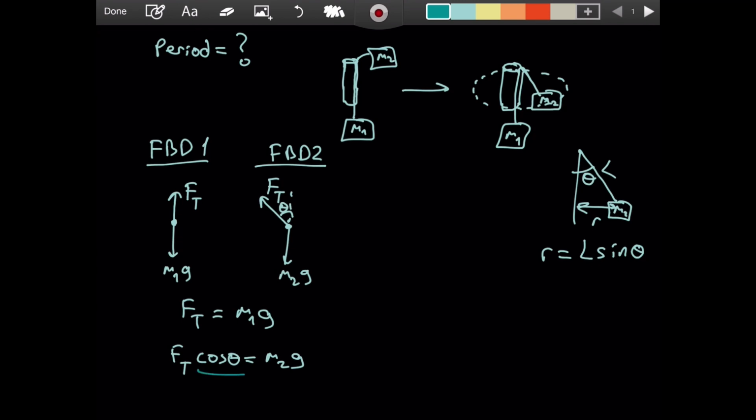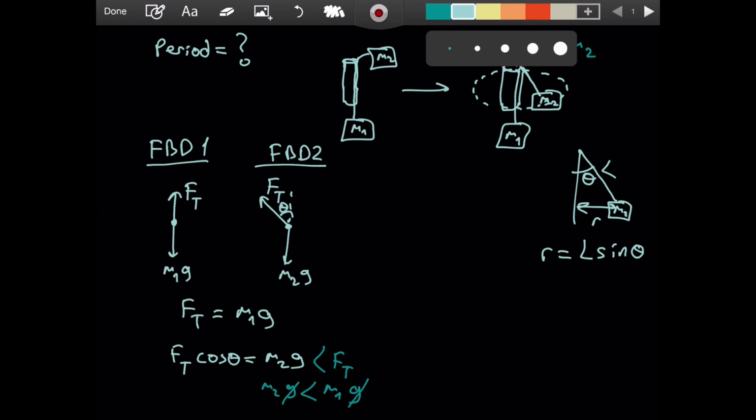And if this is something less than 1, this means that this is less than Ft, because we multiplied Ft with a number that is less than 1. So the result is something that is less than the tension. And Ft is M1G. So M2G is less than M1G. G simplifies, and we get that M1 is greater than M2. This is the restriction that I was talking about. You need a heavier mass as the M1.